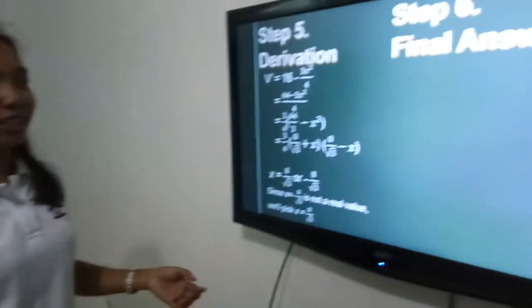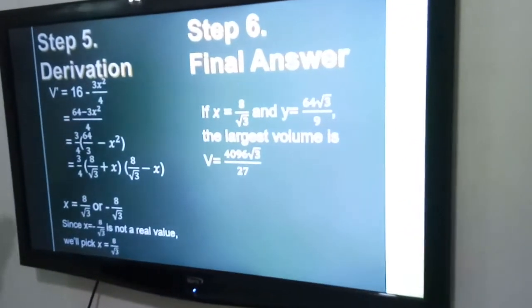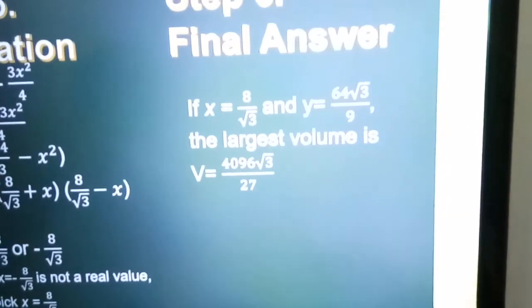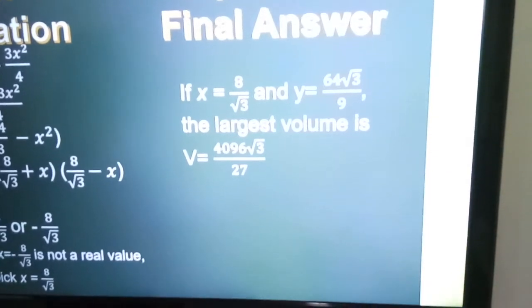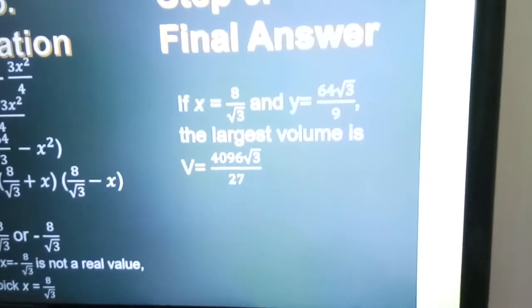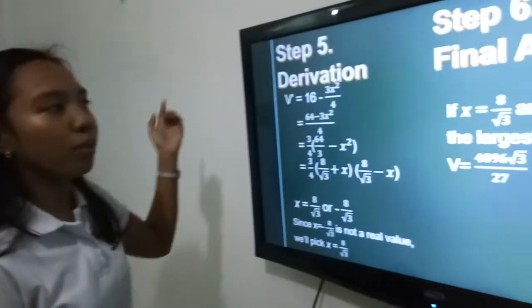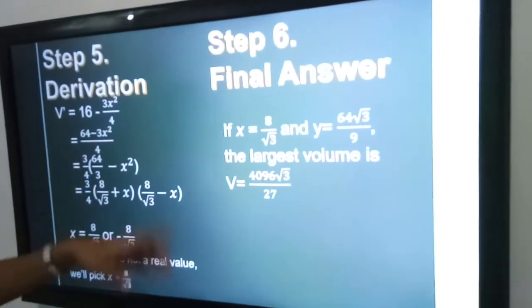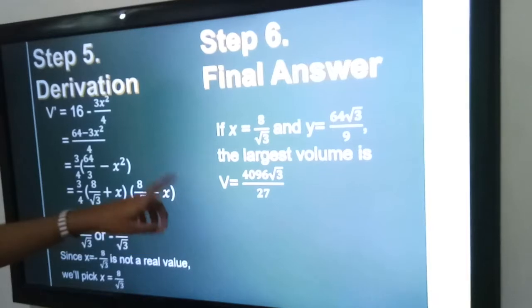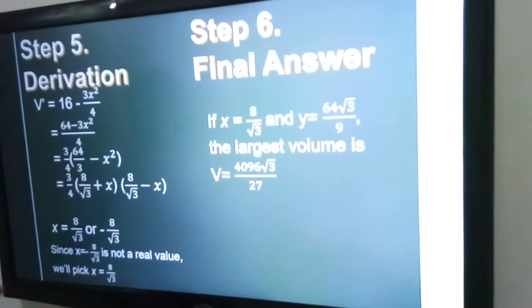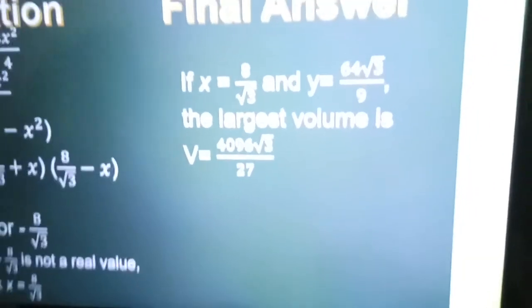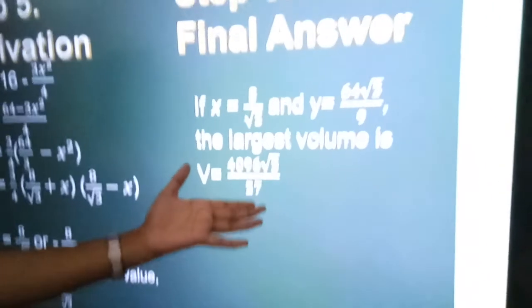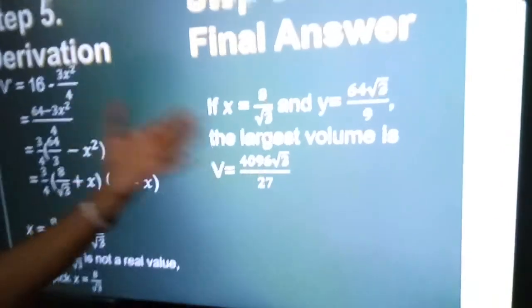And as for our final answer, the value we got earlier, x equals 8 over square root of 3, and y equals 64 square root of 3 over 9. By the way, we got our y when we substituted our x in the formula we had earlier. Then the largest volume is V equals 4096 square root of 3 over 27. So the answer to our problem is this. V equals 4096 square root of 3 over 27.